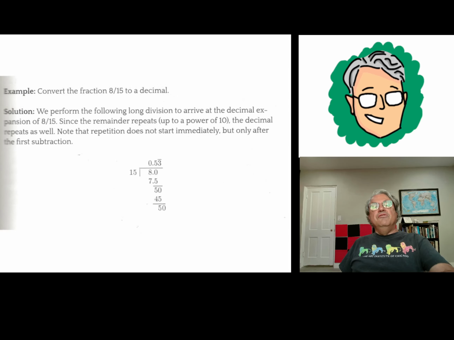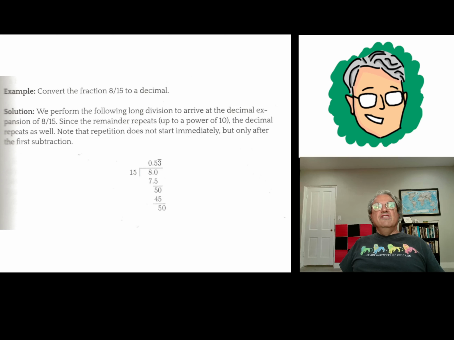One more example. This one's a lot easier. But this kind of shows you a third thing that can happen. It doesn't have to start repeating right away, as this example shows. Suppose we're computing the decimal expansion of 8/15, 8 over 15. So like before, we put the 15 on the outside, the 8 on the inside. And since 8 is less than 15, we have a 0 to the left of the decimal point. But now we add another 0 to the right.